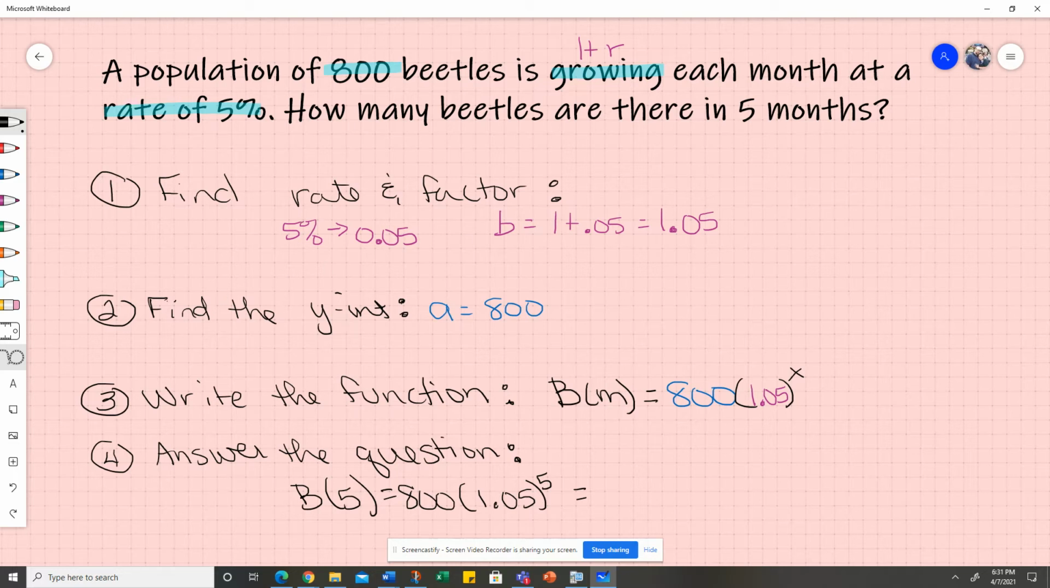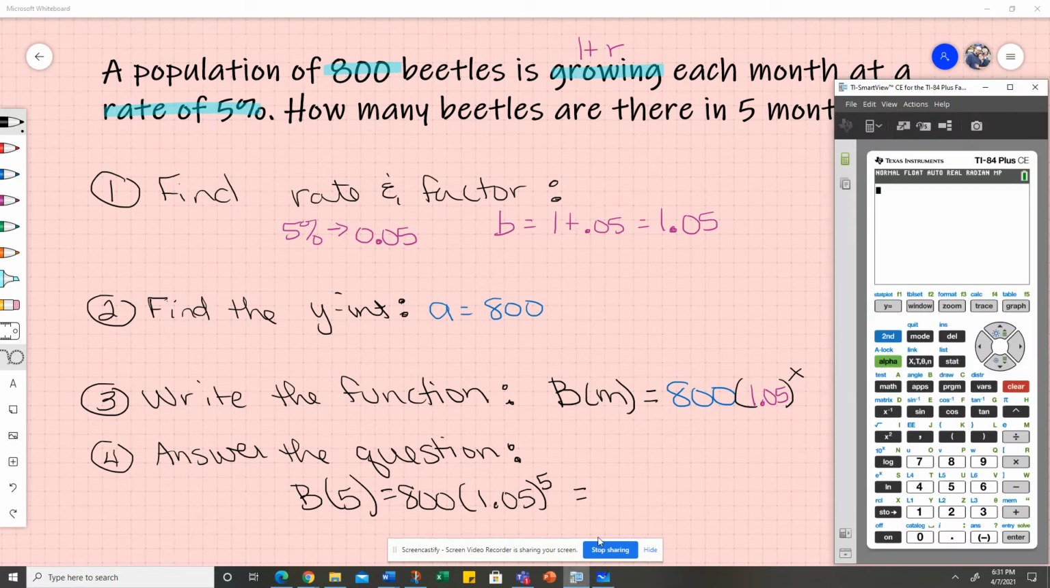So I'm going to use my TI-84. We're going to do 800 times 1.05 to the 5th power. And we are going to get a value of 1021.02525.